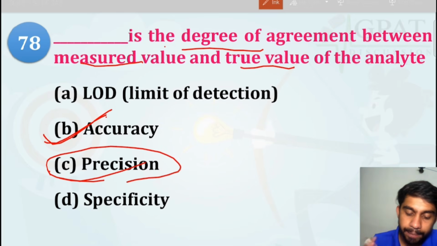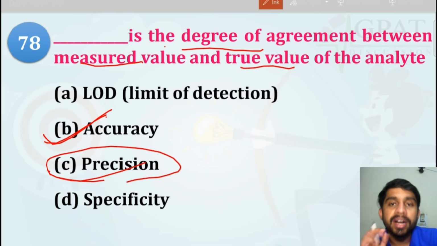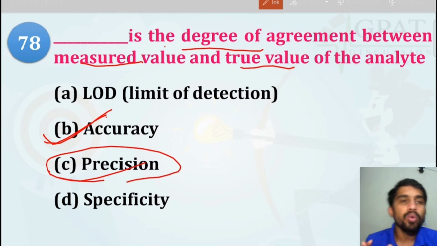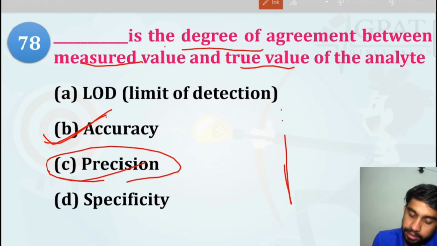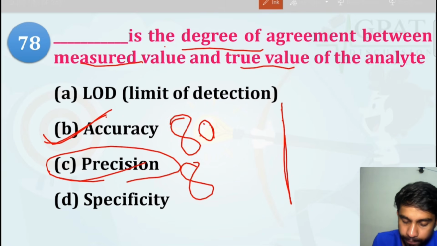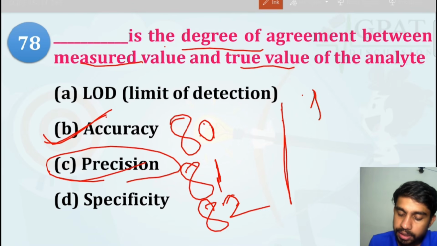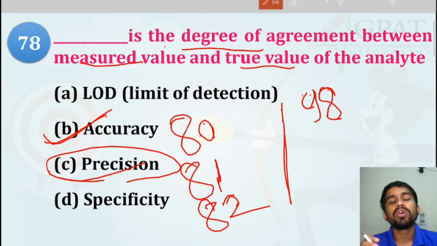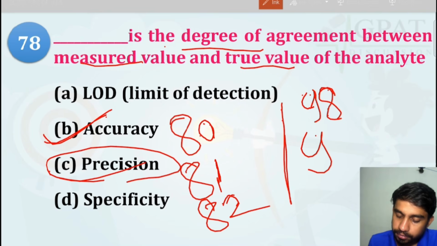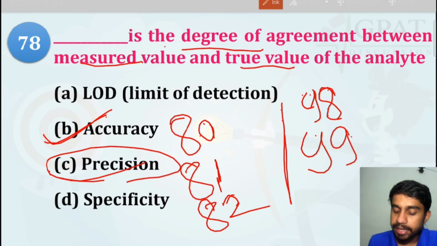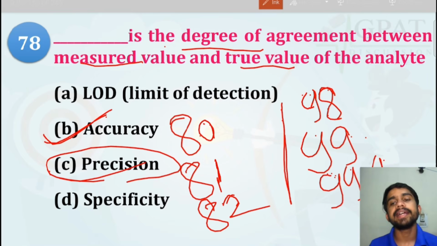Let me tell you with an example. Suppose the true value is 100%, and two persons, A and B, conducted the experiment 3 times. Person A got results like 80, 81, and 82. Person B got results like 98, 99, 99.9.